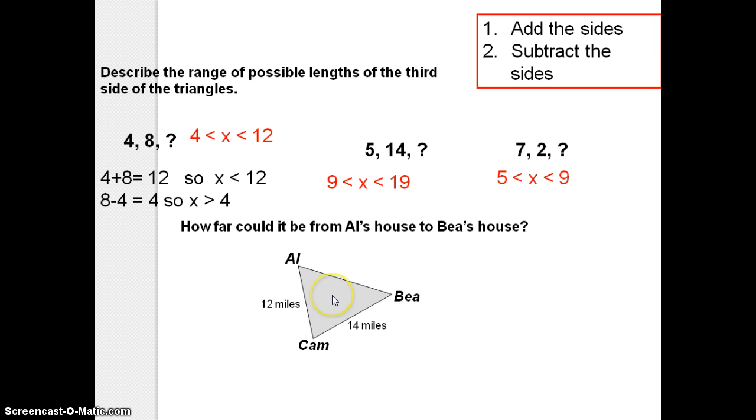Here's a word problem. How far could it be from Al's house to Bo's house? So you add the sides and you would get 26. You subtract the sides and you would get 2. That means anywhere from 3 miles to 25 miles. Because remember, it couldn't be the 2 or the 26.